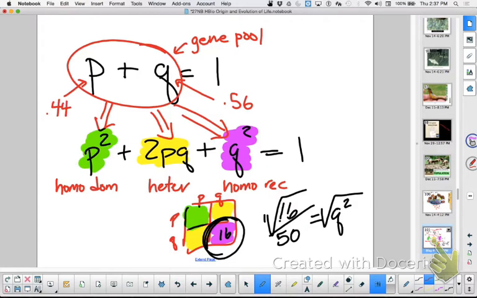Right? Does that make sense? Okay, so once you have that, then I could predict how many would be P squared. I could predict how many would be 2PQs of my population. But again, those are predictions just based on how many recessives I have.